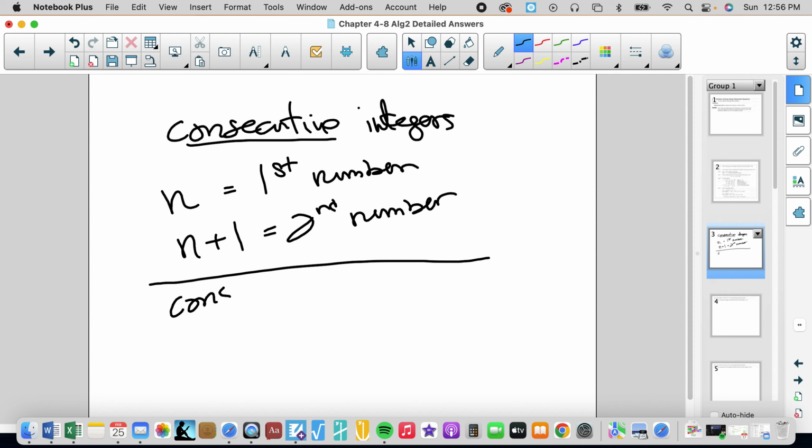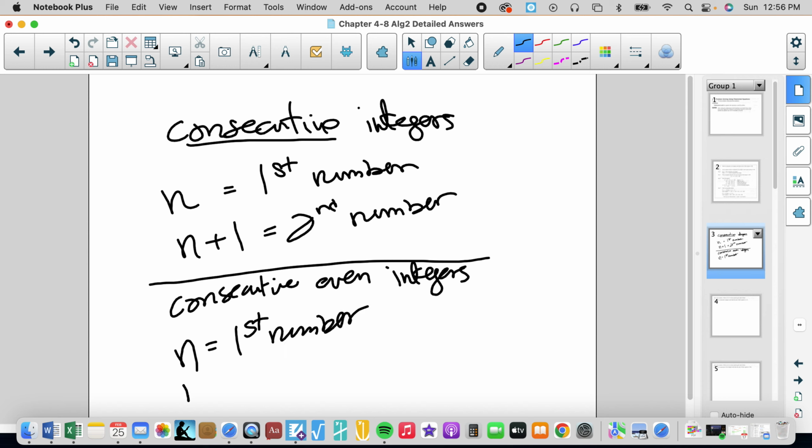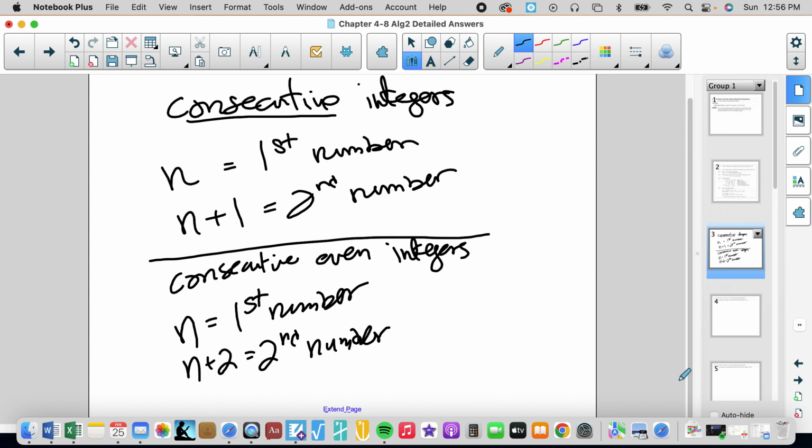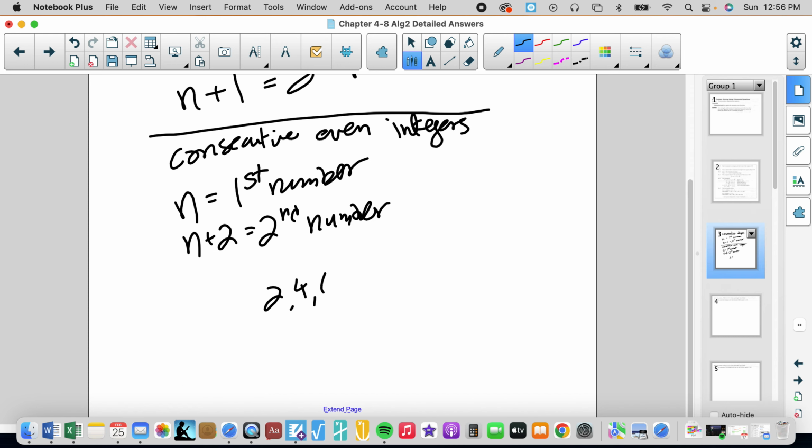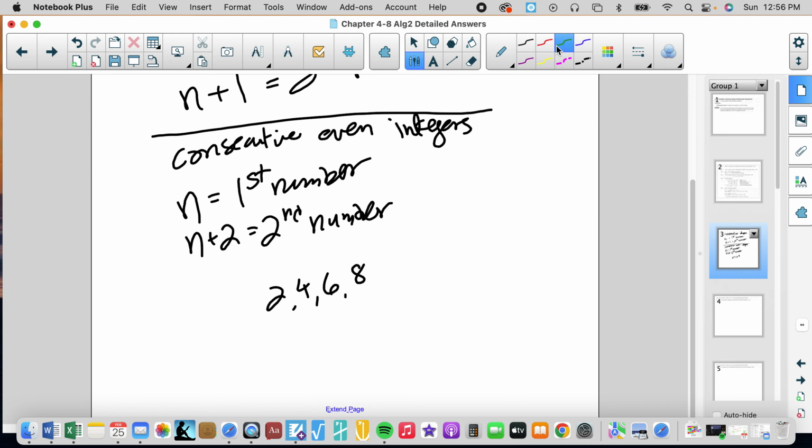When we see consecutive even numbers or integers, n is going to be your first number, and n plus 2 is going to be your second number, because when we look at even numbers, 2, 4, 6, 8, etc., we notice that they are 2 apart from each other. 2 apart. So that's why we're going to add 2.